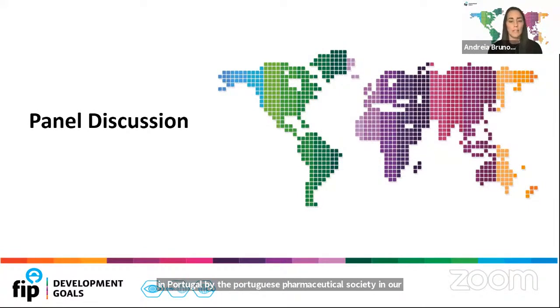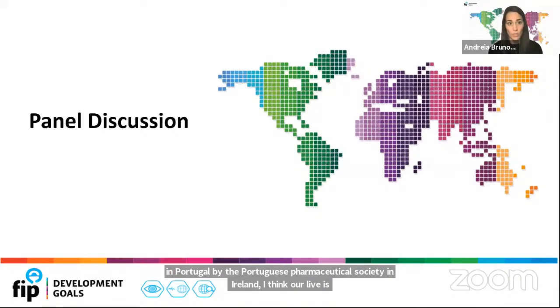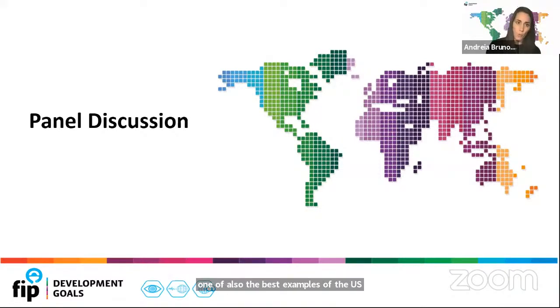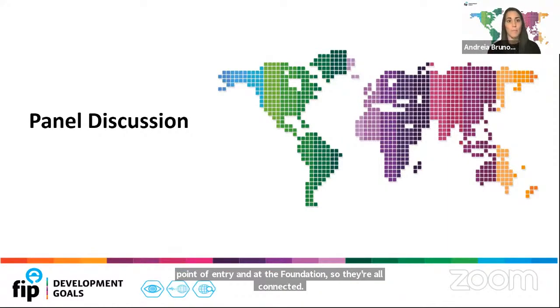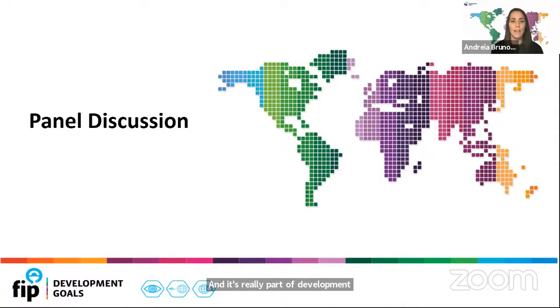In Ireland, I think, is one of the best examples of the use of the Global Competency Framework version 1 originally. And they've used it across their board. They've looked at identifying the needs of their pharmacists, not only looking forward to developing continuing professional programs based on the learning gaps of their pharmacists, but also going back into looking at what the pharmacist should look like at the point of entry, at the foundation. So they're all connected. It's really part of a developmental aspect, and I can't emphasize this enough.